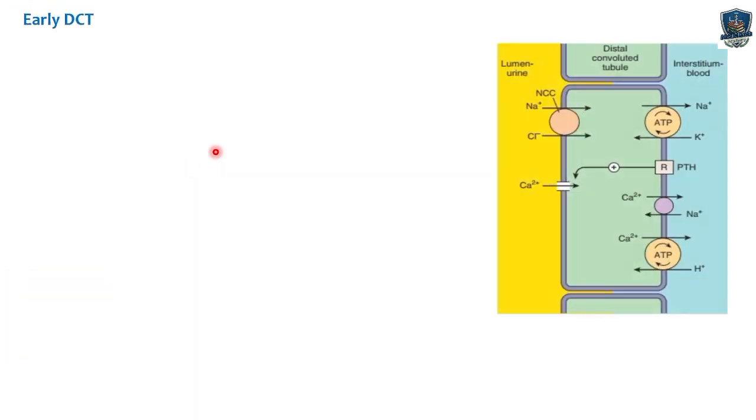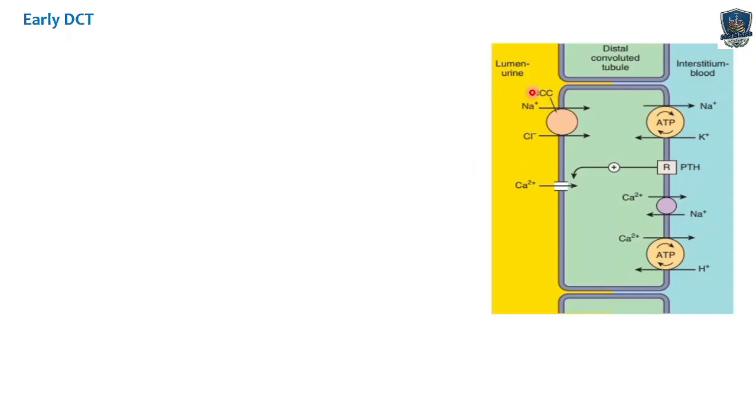So early DCT, I've explained what happens in early DCT. This is a simple diagram. There's this sodium chloride co-transporter, which brings sodium and chloride inside the cell. When they are inside the cell, the sodium potassium ATPase pump will further take sodium into the blood in exchange of potassium ion. And when we have low sodium concentration, our calcium sodium exchanger will be active. What it does is bring sodium inside in exchange of calcium to the blood.